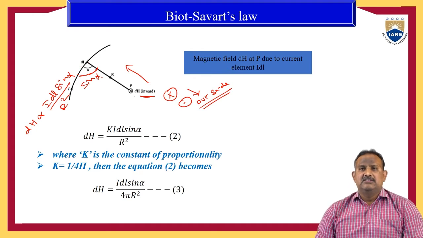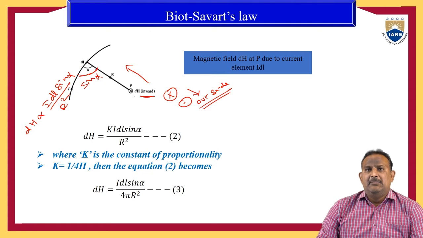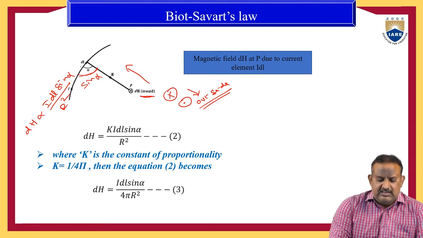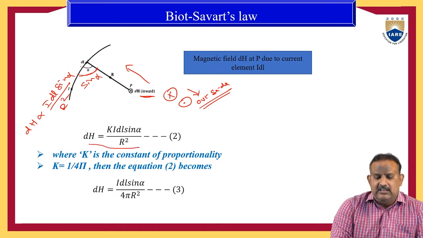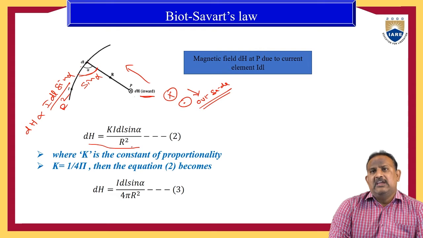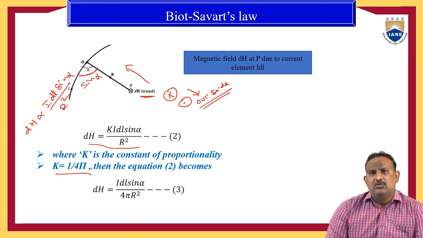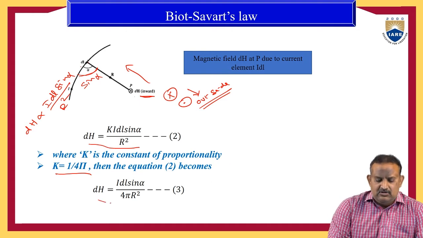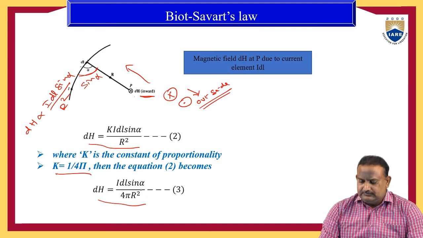Biot-Savart's law: the differential magnetic field dH is proportional to the current element Idl and sine alpha by r square. So it can be expressed as dH is equal to some constant k into Idl sine alpha by r square, where k is a constant of proportionality. We can assume the k value as k equal to 1 by 4 pi. Therefore, the equation becomes dH is equal to Idl sine alpha by 4 pi r square.